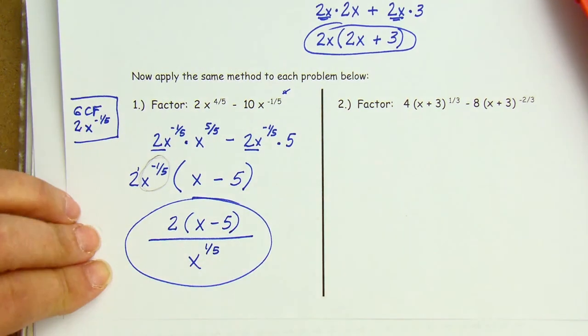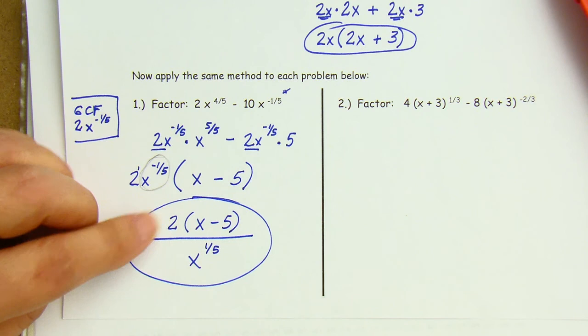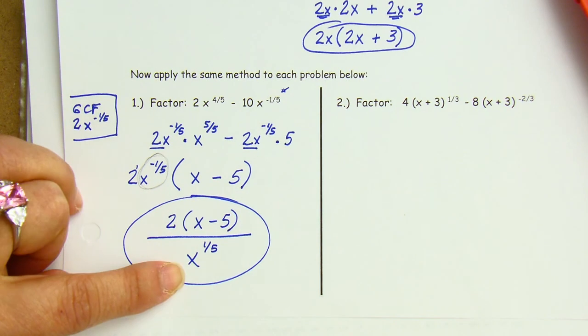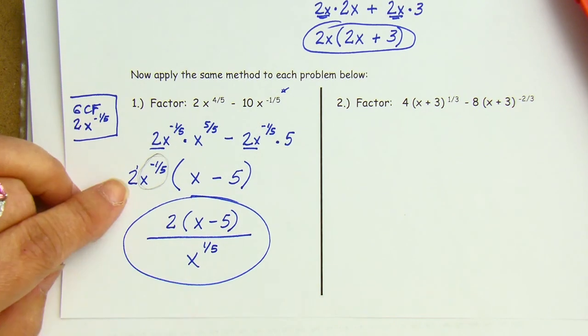Okay, so be careful. This is a common mistake students make. They want to take the 2 down with that. It's not attached to it unless there's parentheses around it.